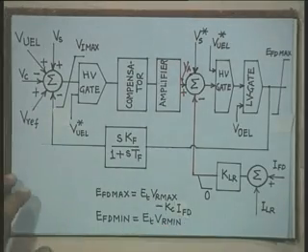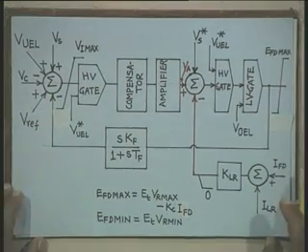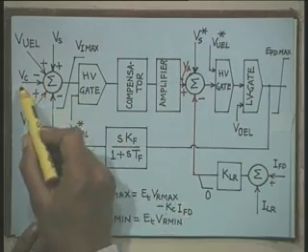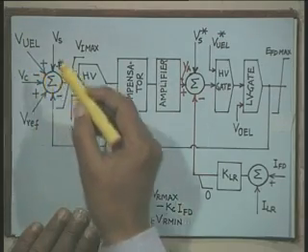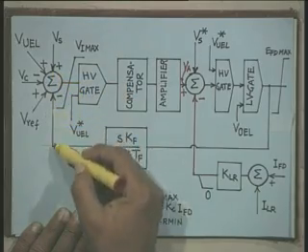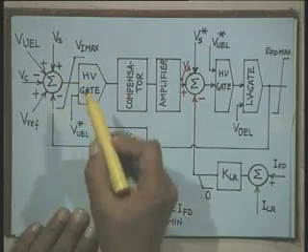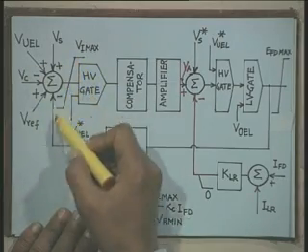The model looks like this. It has all the functions similar. The summing point is the same. You have V reference, VC, under excitation limit, stabilizing signal, the excitation system stabilizer. This signal is called VI, this is the whole summation called VI.